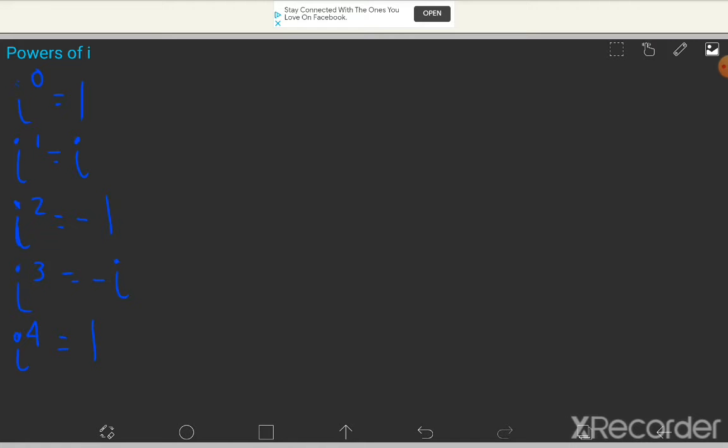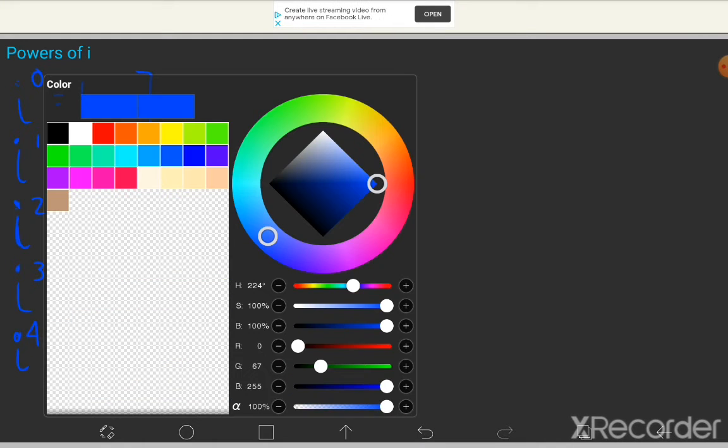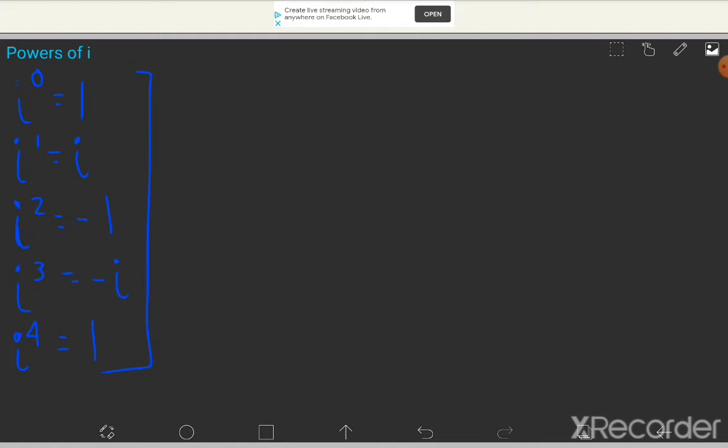Alright, so this is really all you have to remember to solve any power of i question. Let me show you what I mean. So say we have to solve i to the 30th. The trick is that we want to find the closest multiple of 4.